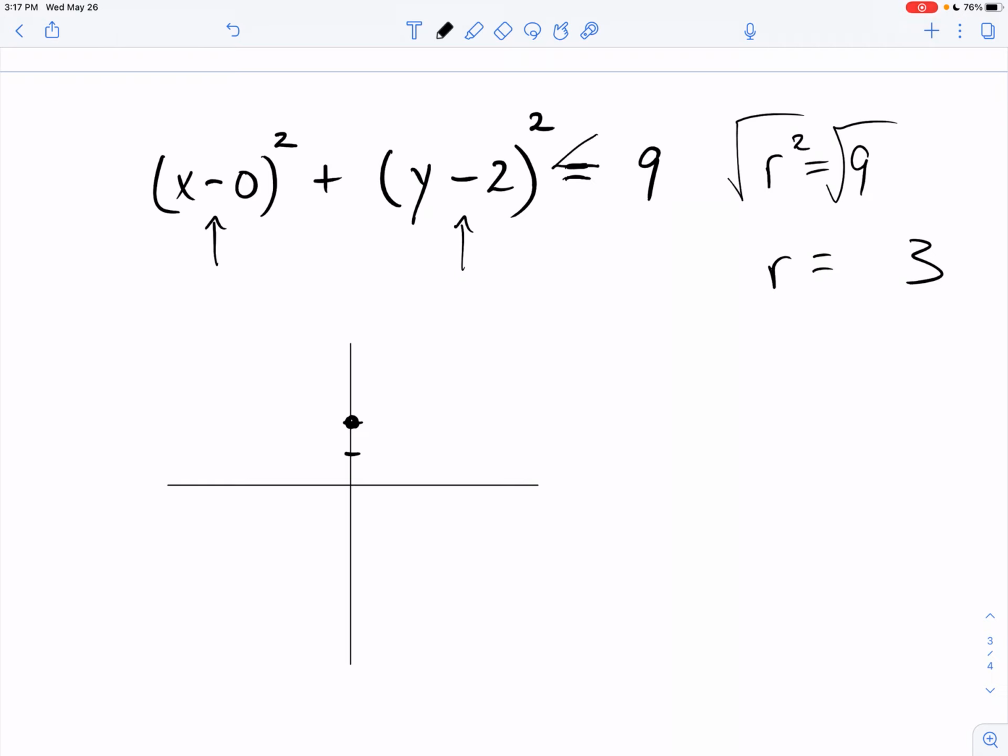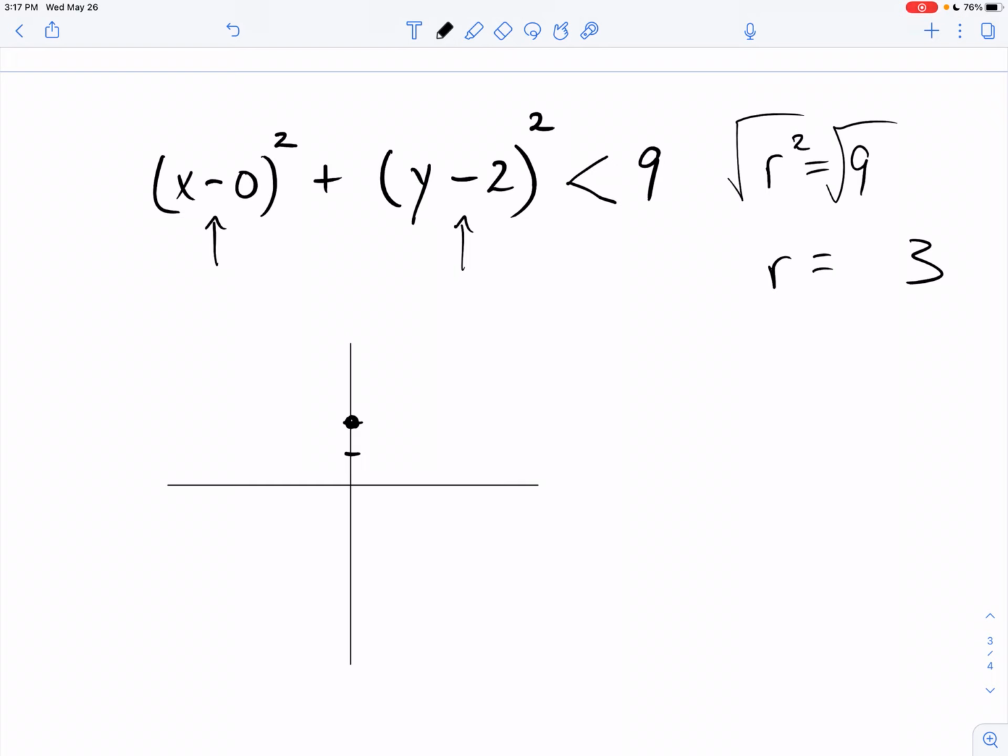Now, if it's equal, you draw a circle. If it's less than or equal, you would draw a solid circle, but you'd color the inside of the circle. And what if it said greater than or equal? You'd draw a solid circle, and then you would color the outside of it. So what do you do since this one, let's say, looked like this? What if it didn't have the potential to be equal to? What if it didn't have that little symbol?